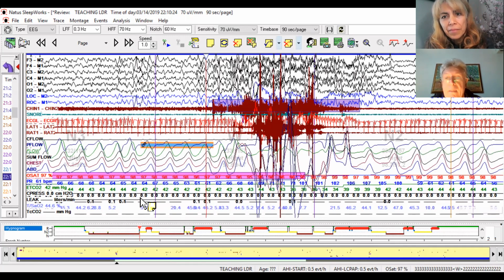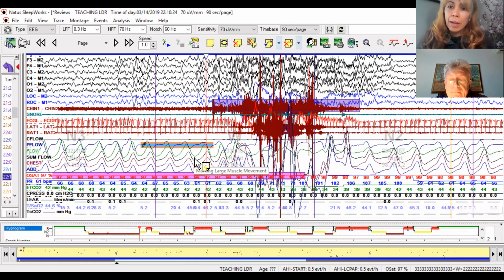And it is a good example of how to score a movement that occurs in the first epoch of wakefulness after sleep, but is assigned to the sleep stage preceding the epoch. I think this is clear. Can you comment on the movements that are associated with respiratory events?